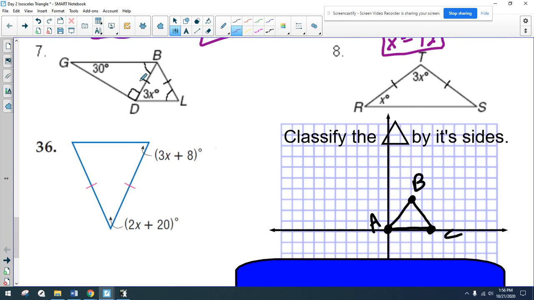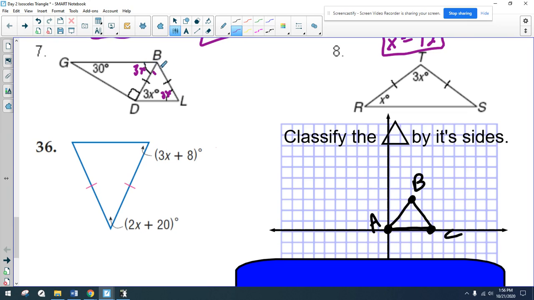Next, 7. On 7, 2 equal sides. This is my vertex angle, I'm sorry. So that would make these 2 equal. So this will also be 3x. Okay, and then they gave you this little mark. So see these 2? They're telling you these 2 are equal. So since we figured out that's 3x, this is also 3x.